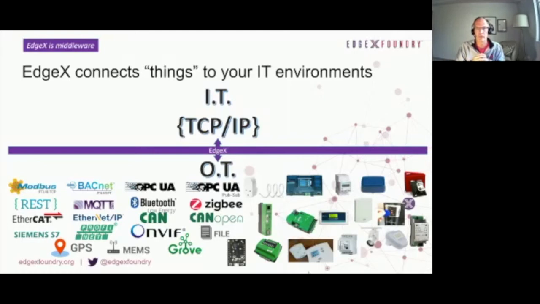We help get the data from things like your thermostats and your little sensors into your IT world, but also allow your IT world to communicate back down into this thing world so you can do what we call actuation, which means trigger some sort of action or response at the edge. So simply put, EdgeX is that thin layer of middleware to do that translation and the communication back and forth to things.